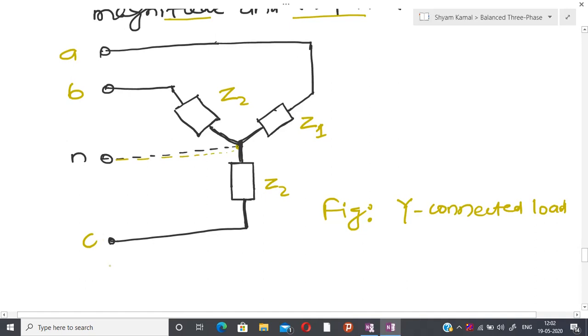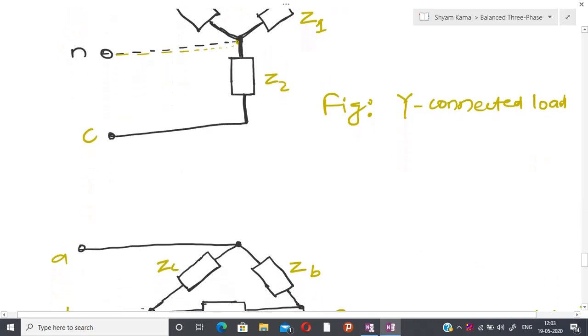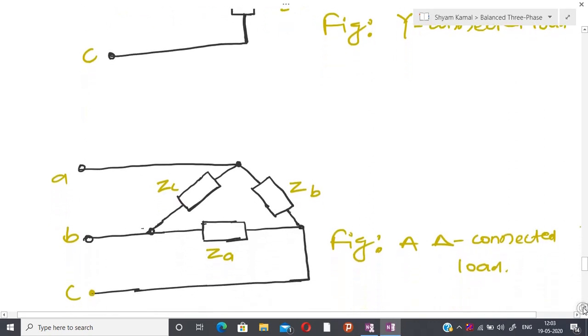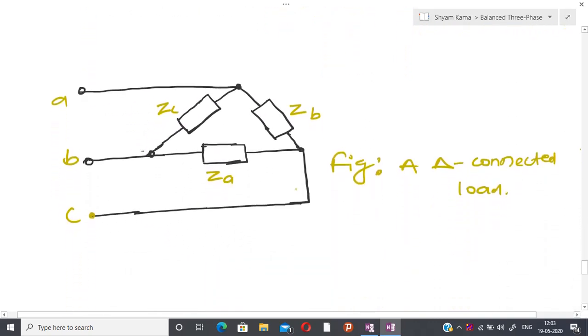After that, same like the two topologies in case of source, I have here also a second topology that is called delta connected load. And what we have seen is that in case of delta connected load I have no neutral line. So similarly here I have no neutral line. And we have already talked about the balanced load.